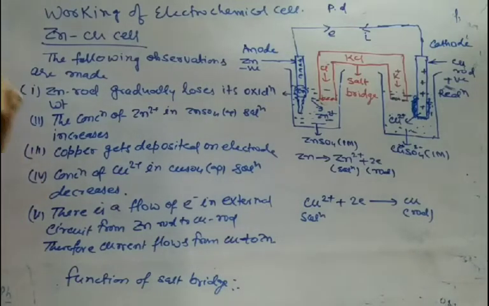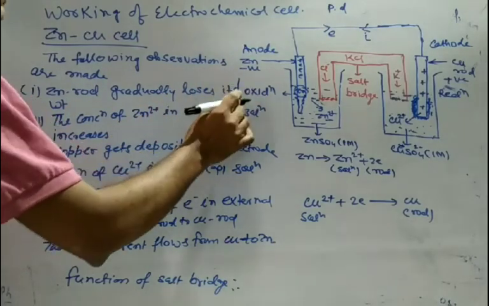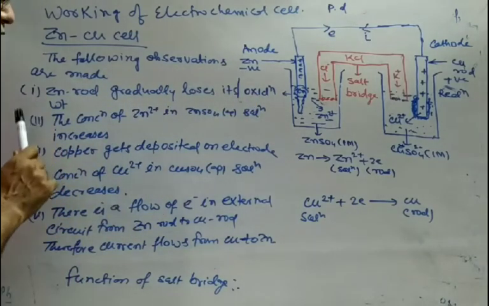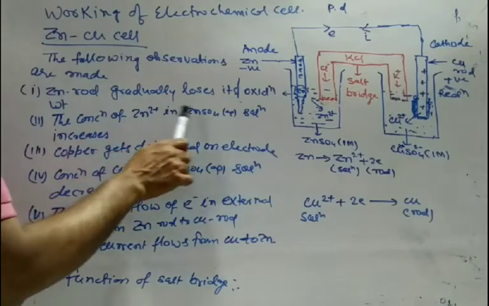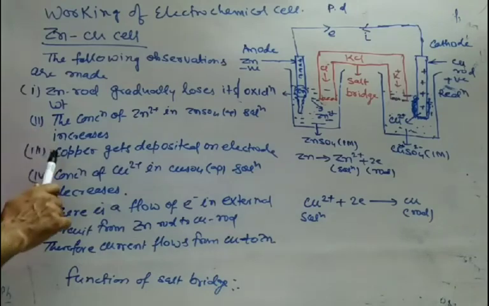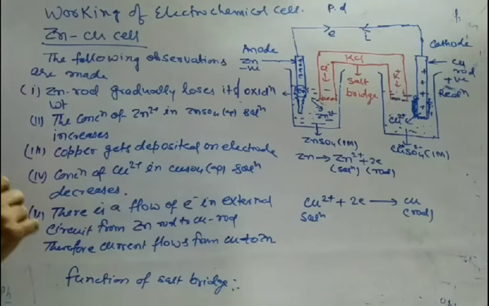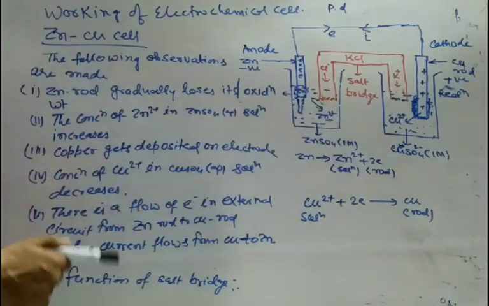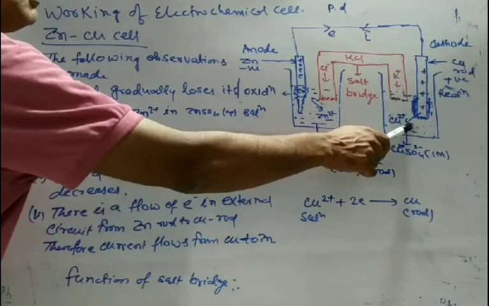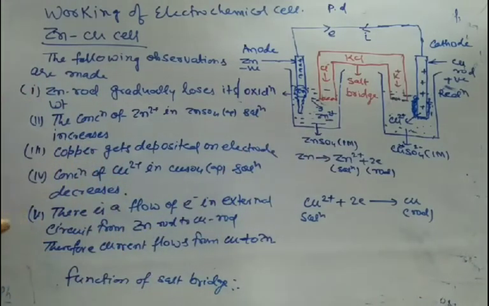Here, the zinc rod gradually loses its weight, and the concentration of Zn2+ ion in ZnSO4 solution increases, right? Copper gets deposited on the copper rod, right? So the copper rod gains weight, and the concentration of Cu2+ ion in the CuSO4 solution decreases due to the conversion of Cu2+ ion into Cu.